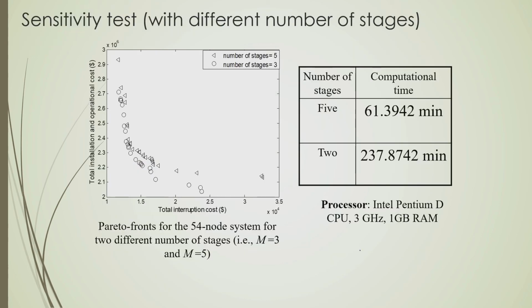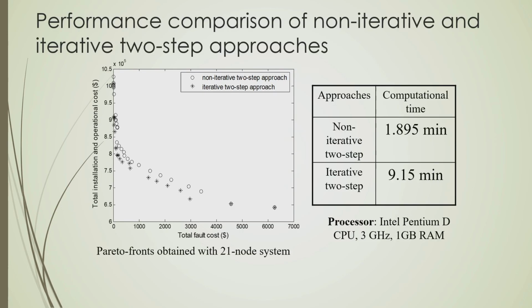And this is an example of varying the stages. This is the sensitivity analysis with varying stages. If we have more stages, the computational time is somewhat lower, and if we take fewer stages, the computational time will be much higher. Similarly, this is the comparison of the two approaches, the non-iterative approach and the iterative two-step approach. There is the comparison of computational time. The iterative approach of course takes a higher simulation time.